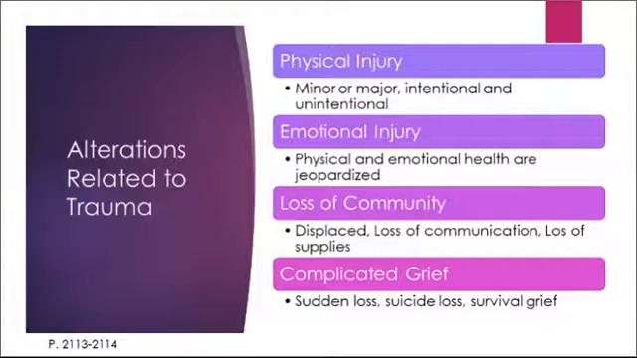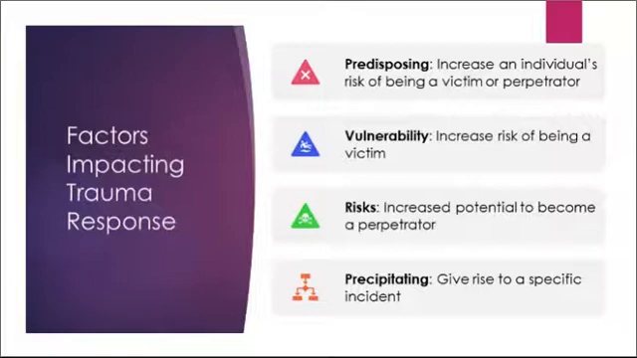Emotional injury: assess their emotional injury, support groups, community support. They may need pharmacological agents, relaxation techniques, mental health counseling. Loss of community: ensure safety, shelter, food, water. Complicated grief: psychotherapy, cognitive behavior therapy, antidepressants, which are things that we've covered in previous modules. Factors impacting response: predisposing, vulnerability, risk, precipitating.